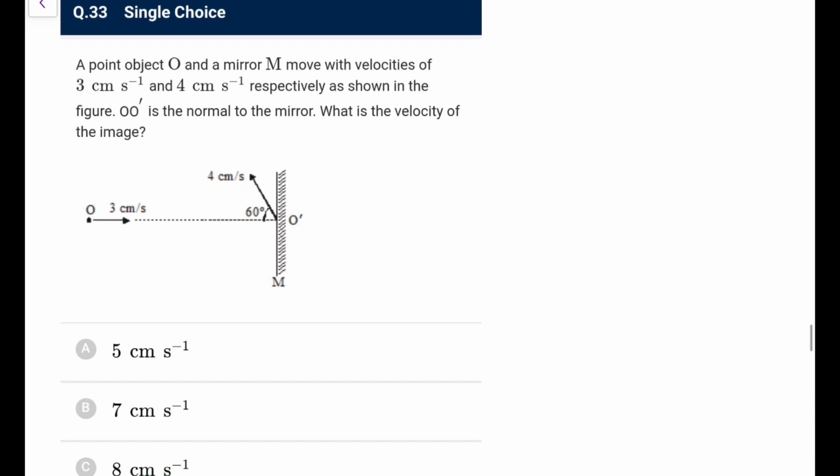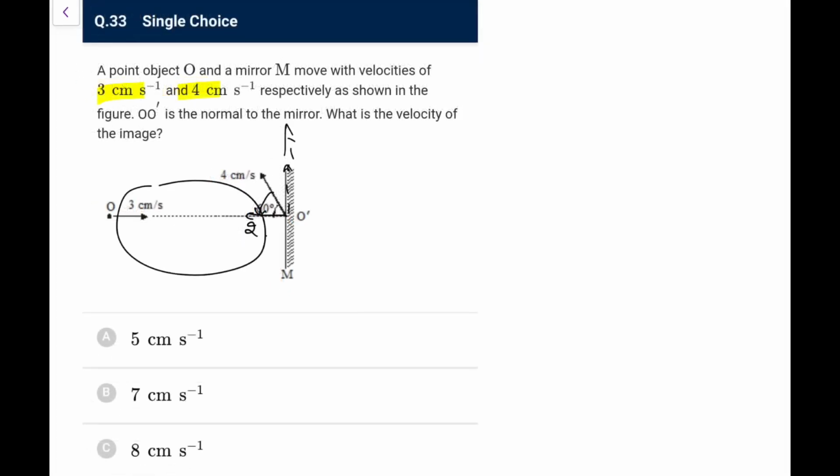A point object and a plane mirror M move with velocities 3 and 4 like this. The object's velocity is normal to the mirror. What is the velocity of the image? Just remember, this velocity doesn't matter, it won't lead to any change, because if you shift a mirror upwards or downwards, the image will still be there. So we need only this one. So 4 cos 60, that is 2.